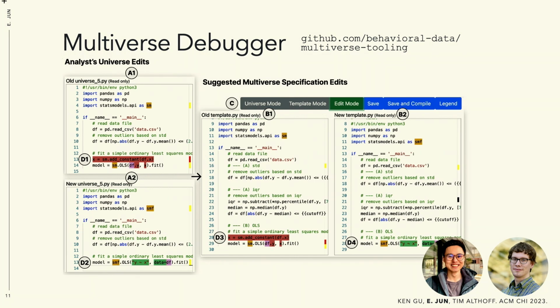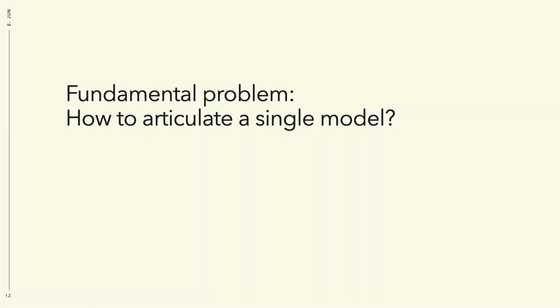While Boba and Multiverse Debugger have definitely lowered the engineering barriers to authoring multiverse analysis, there actually remains a more fundamental problem, which is how does a domain expert even articulate a single model that they consider to be reasonable, let alone a space of all possible analyses and options for all those decision points?